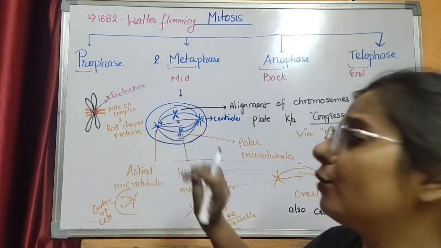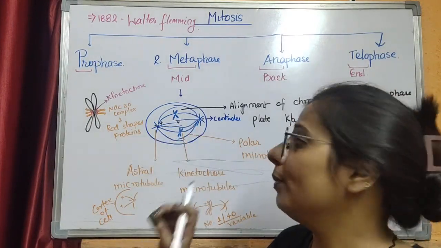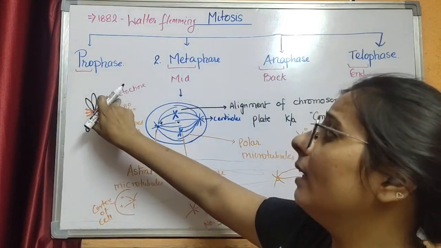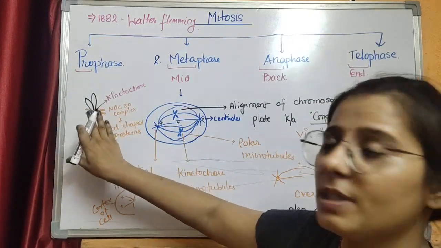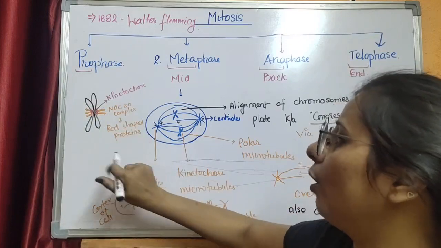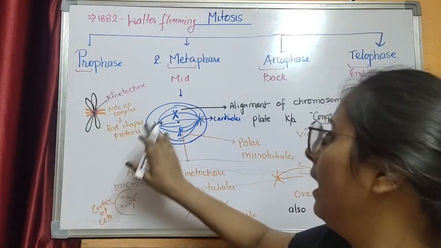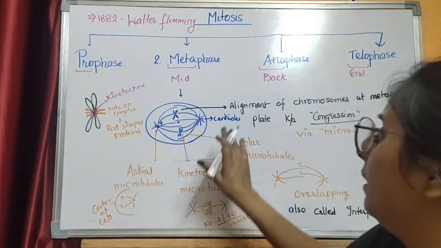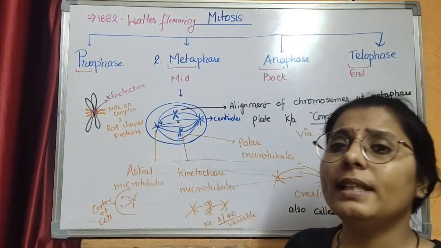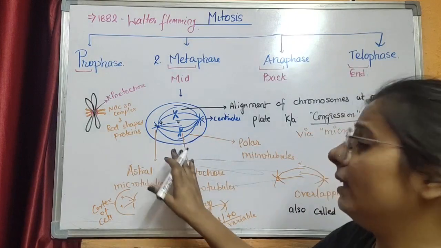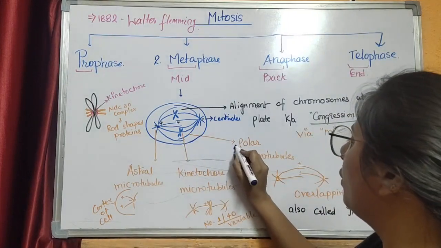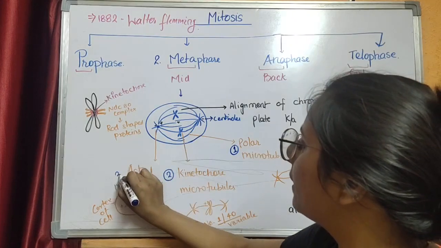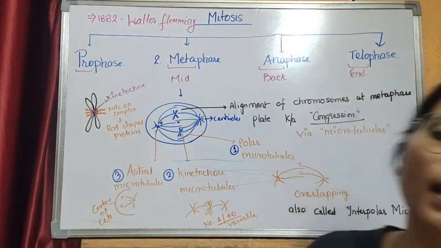The alignment of chromosomes occurs by the attachment of microtubules at its plus end via the kinetochore, a disc shaped structure having the NDC80 complex, a rod shaped protein, and on the other end they are attached to these centrioles. These centrioles form three types of microtubules. These are polar microtubules, second is the kinetochore microtubule, and third is astral microtubules.